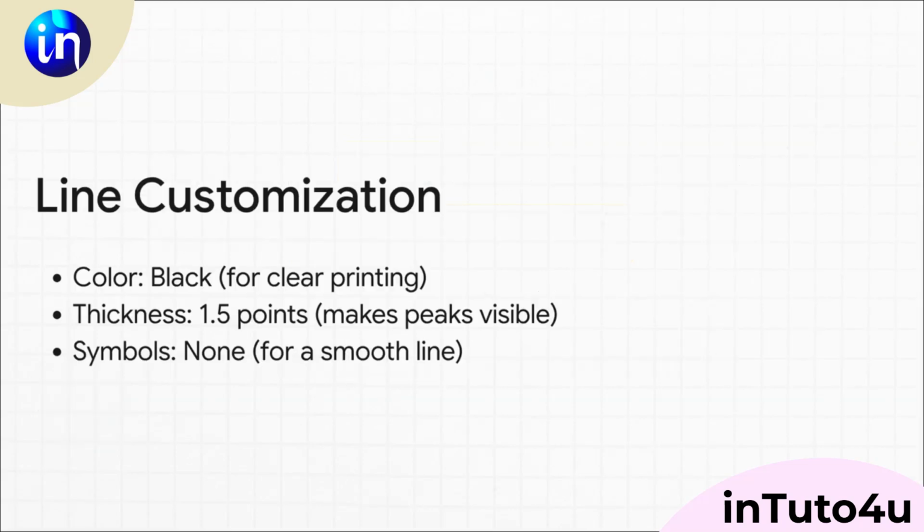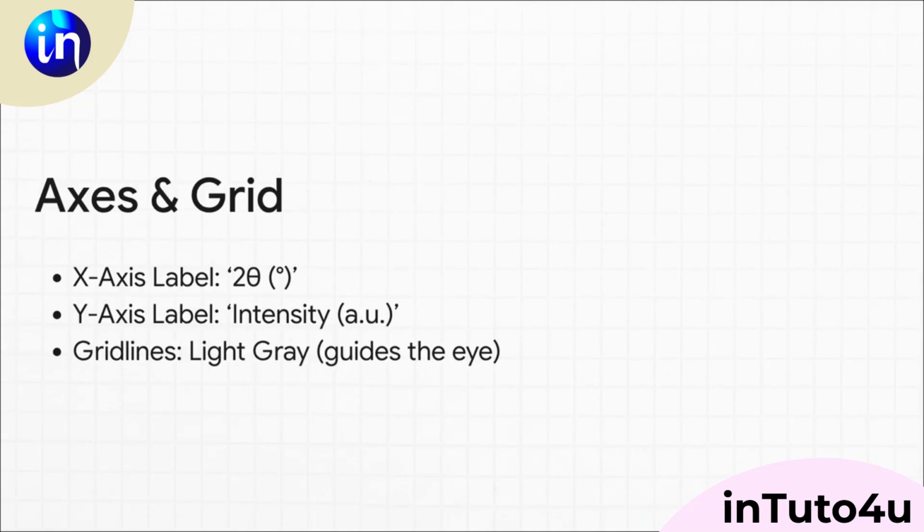To get that really professional look that you see in journals, we just need to tweak a few things. Go ahead and double-click the plot line. Let's make it black, because that always prints well. We'll set the thickness to 1.5 points. That makes it bold, but not clunky. And finally, get rid of the symbols on the data points. We want a nice, smooth, clean line. Next up, the axes. Because we labeled our columns earlier, the labels should already be correct. Nice, right? I also really like to add light gray grid lines. Now, the trick here is to make them subtle. They should be just visible enough to guide your eye, but not so loud that they compete with your data. See? It already looks so much cleaner.